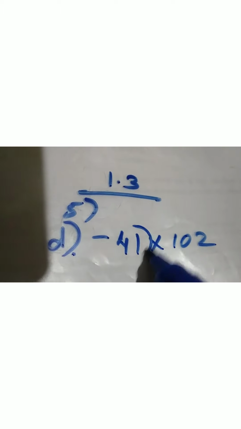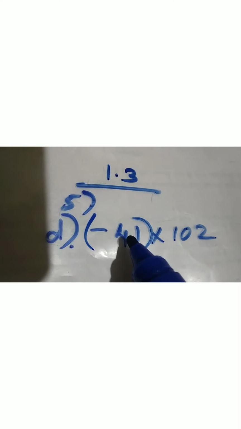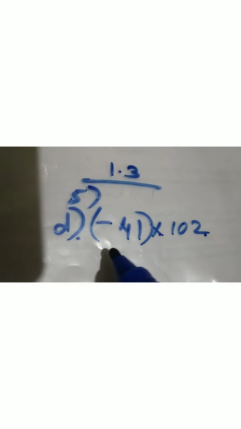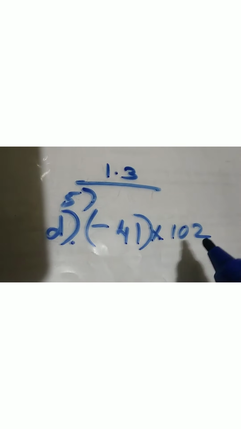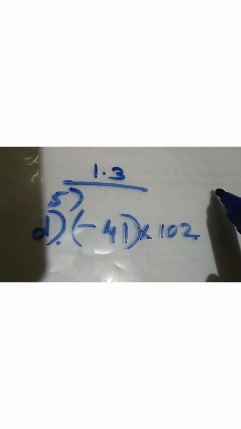Now, exercise 1.3, fifth question D. That is negative 41 multiplied by 102. Okay, negative 41 multiplied by 102. So, here we know that this is in the form of A into B. But we need C also.